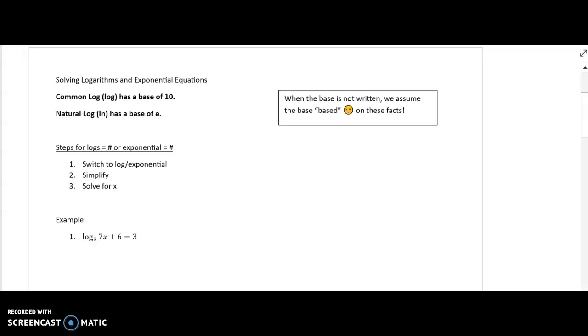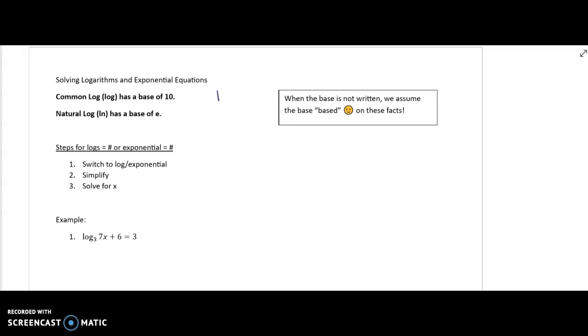Friends, today we're going to be talking about solving logarithmic and exponential equations. A couple of things I want to review real quick: common log has a base of 10 and natural log has a base of e. Now this is when we don't have the base written.